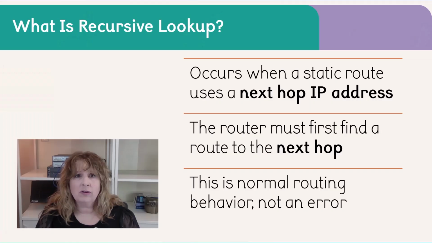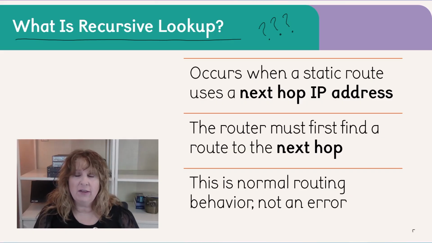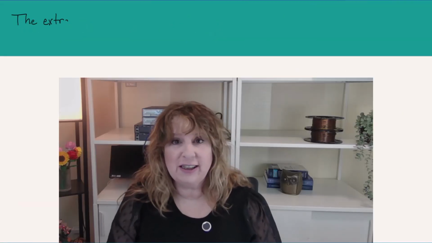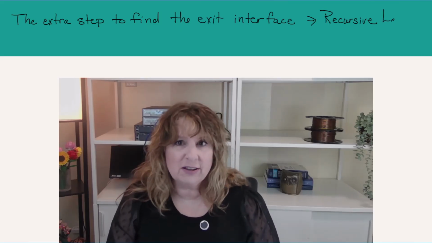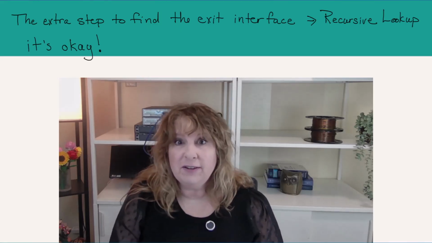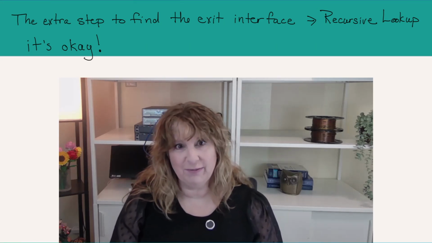Let's get started. First, what is recursive lookup? When you configure a static route using a next hop IP address, the router doesn't immediately know how to reach the destination network. First, the router has to figure out how to reach the next hop. That extra step to find the exit interface is called a recursive lookup. This is not a failure condition or a problem. It's normal router behavior.